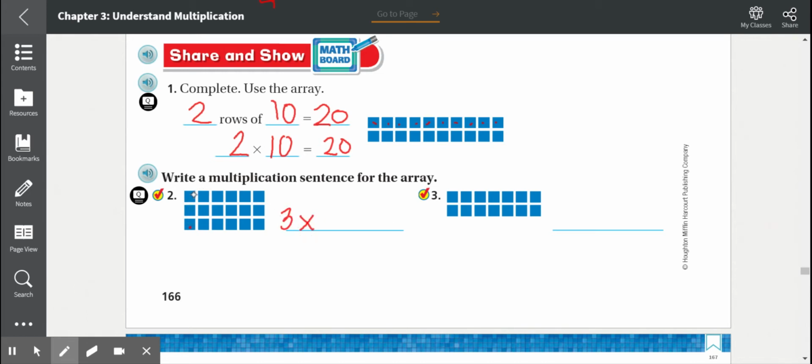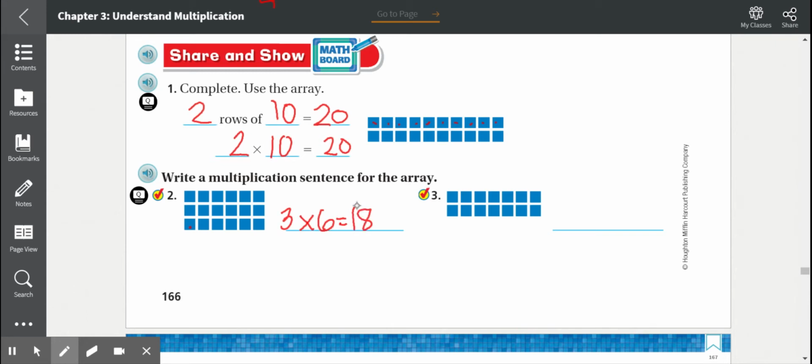Times, how many are in each row? 1, 2, 3, 4, 5, 6. Okay, we need to get a total. So this first one is 6 plus 6 more. Well, we know that 6 plus 6 is 12. Count on: 13, 14, 15, 16, 17, 18.